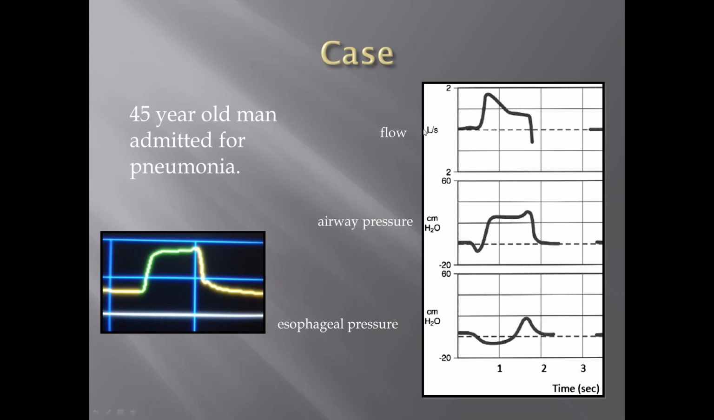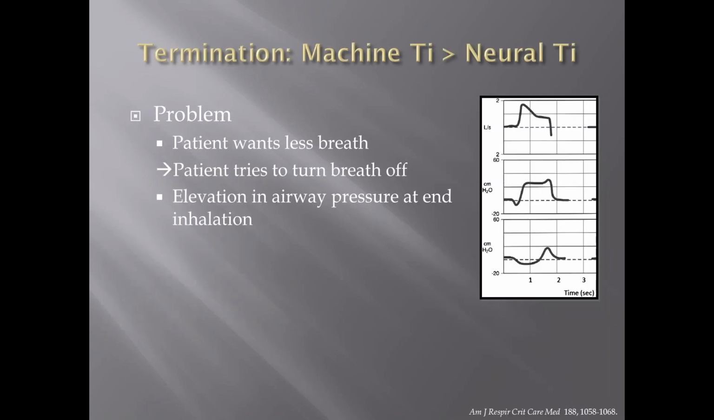Yeah, so they're making a negative effort here, creating negative intrathoracic pressure, but then their intrathoracic pressure is rapidly going up at the end of the breath, right? So they're actually trying to turn the breath off. They're breathing in, but then before the ventilator is done, they're actually trying to breathe out. They're like, I'm done breathing, but the ventilator is still delivering the breath. So the machine inspiratory time is longer than the neural inspiratory time.